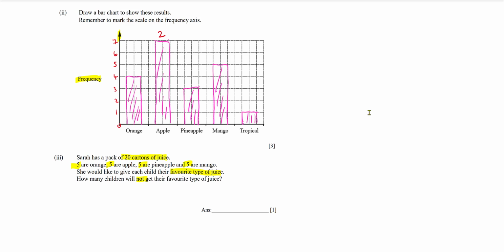And tropical, well, she doesn't actually have any tropical. She's just got orange, apple, pineapple, and mango. So the person who liked tropical will also not get their favourite juice. So then we've got 2 plus 1 is equal to 3. It'll be 3 children that will not get their favourite type of juice. Okay, so that is question 6a.